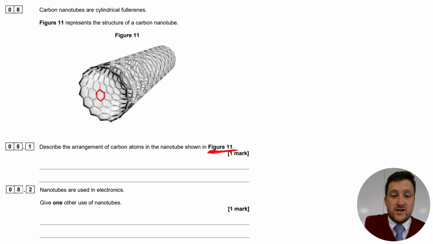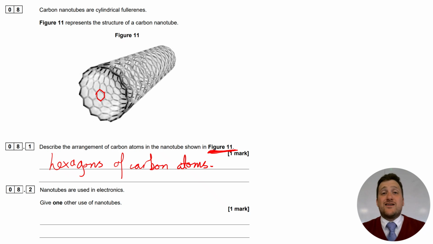Now, if you draw through any of these, you will see it is a six-sided shape. A six-sided shape, like in graphite, like in graphene. These are hexagonal, or hexagons. The arrangement is in hexagons of carbon atoms. That's what a six-sided shape is. That maths shapes, 2D, 3D shapes from year 2 and year 3 of primary school are coming into this.